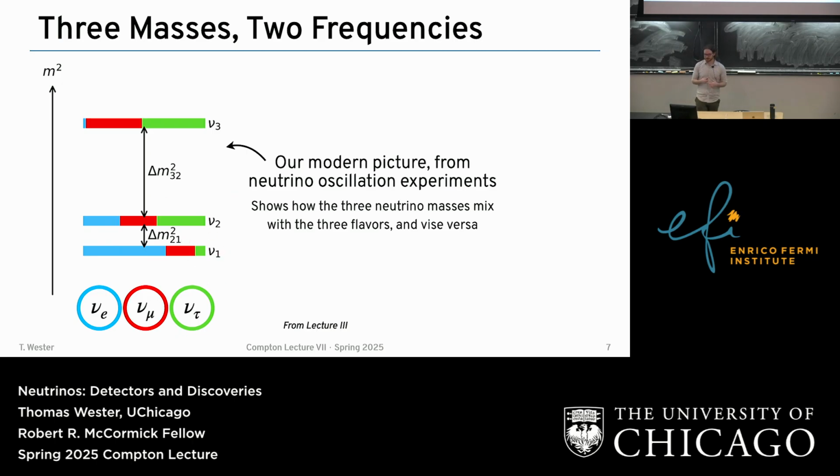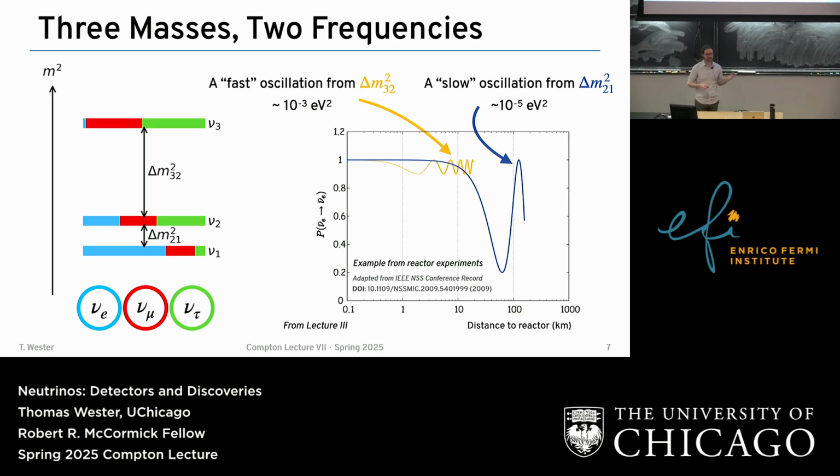And so when you build this picture of oscillations, what it looks like is something like this. This is an example from nuclear reactors. On the vertical axis, I'm drawing the probability of an anti-electron neutrino oscillating to an anti-electron neutrino. And because the anti-electron neutrino can oscillate to the muon and tau flavor neutrinos also, that probability is not always 1. So if we have these 3 masses, which correspond to 2 frequencies, then the oscillation pattern looks something like this. I'm drawing here the distance to the reactor on the horizontal axis, and it's a log scale. So each tick mark is increasing by a factor of 10. That's why it looks kind of distorted.